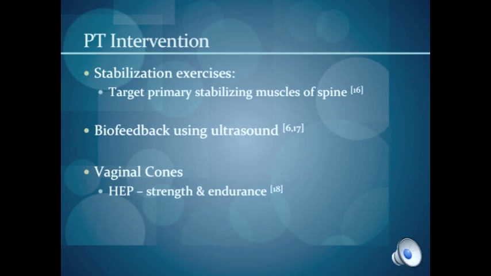Patients would also benefit from stabilization exercises, so we would want to target primary stabilization muscles of the spine, and we can also provide the patient with biofeedback using ultrasound during neuromuscular reeducation, and vaginal cones, which can be used for strength as well as endurance. A set usually consists of a series of weighted cones. The patient will progress to a heavier weight after a weight can be held in place for at least 3 minutes with functional activities. Now, this will help promote an unconscious contraction of the pelvic floor musculature.